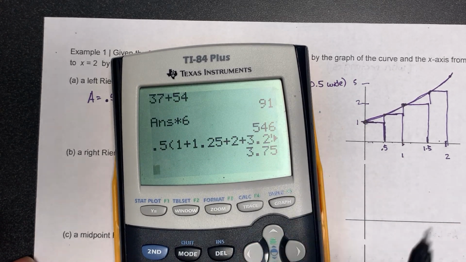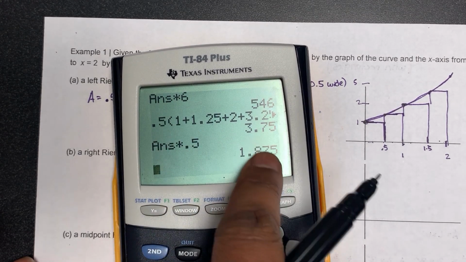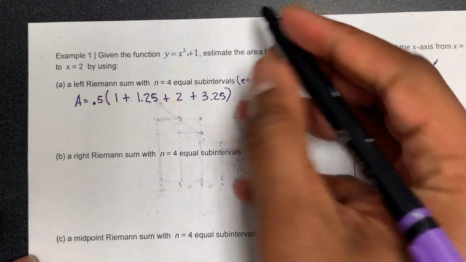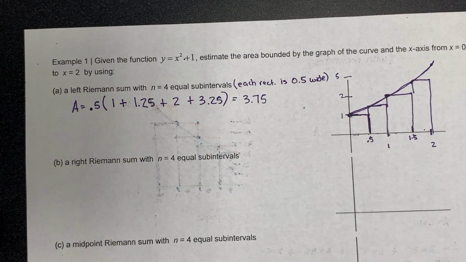is 3.75 times 0.5. Oh, we already multiplied by 0.5. So this is just 3.75.